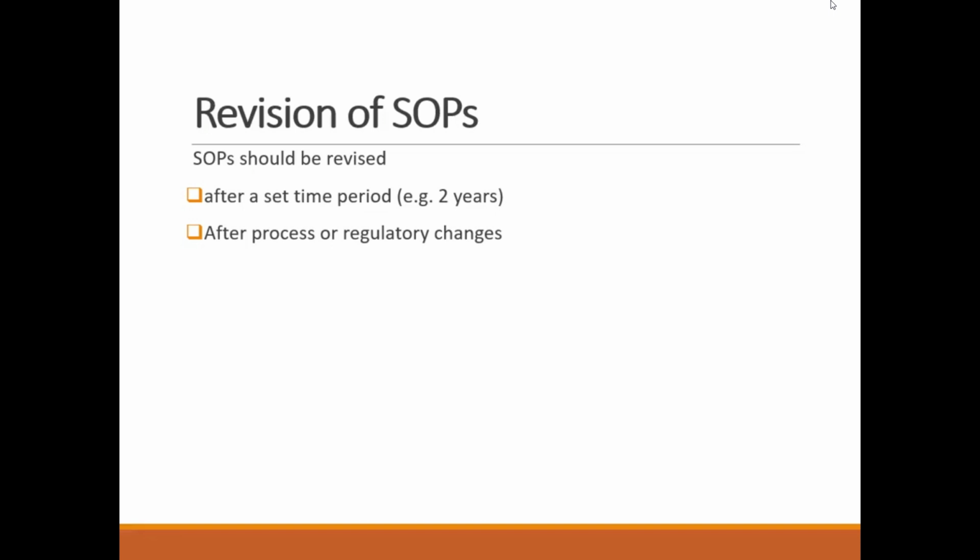So the revision of the SOPs: they should be revised after a set period of time, normally 2 years, but that can be a lot sooner than that if it's deemed appropriate. And they should be revised after a process change or a regulatory change. So the SOP cycle: it's a document that's considered to be a living document, so it's constantly changing, being reviewed and updated as necessary.